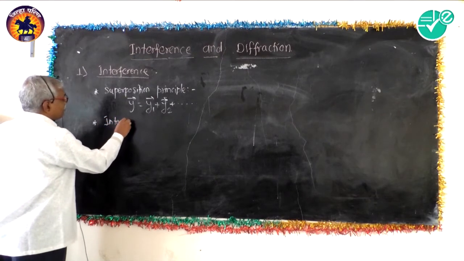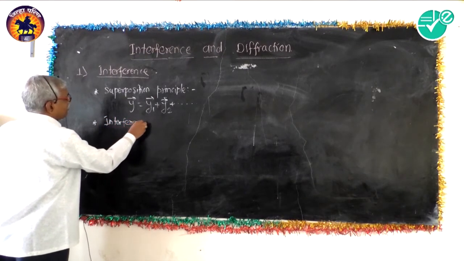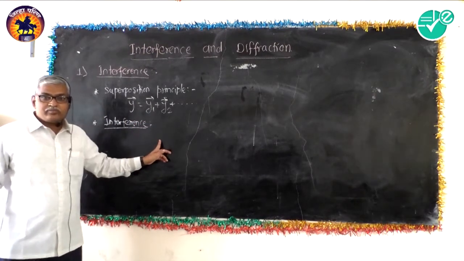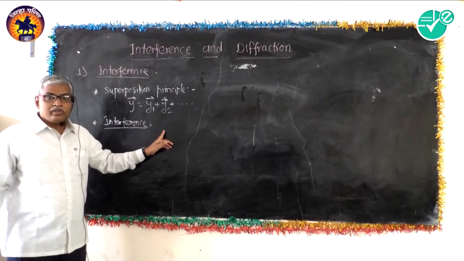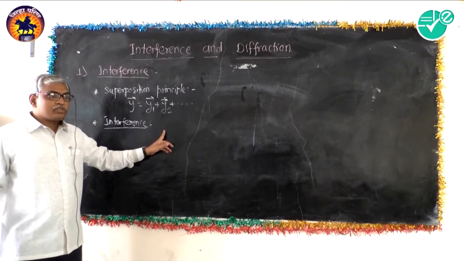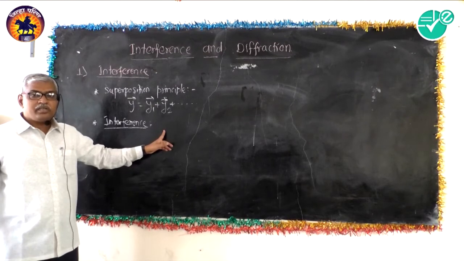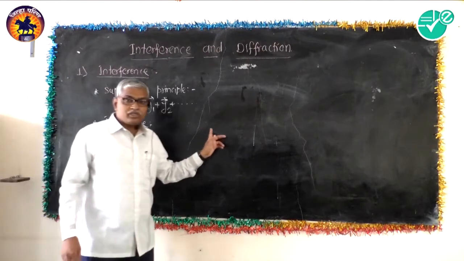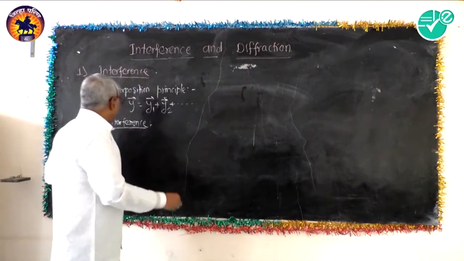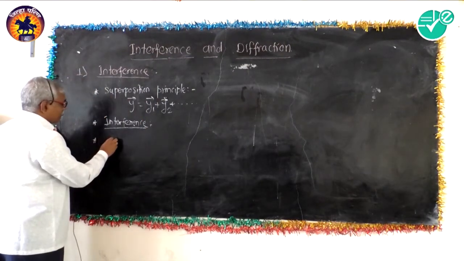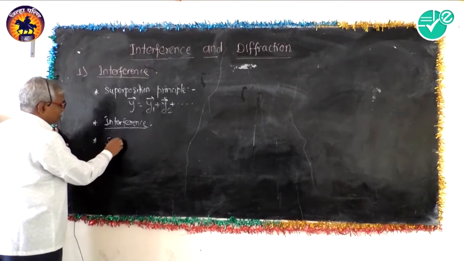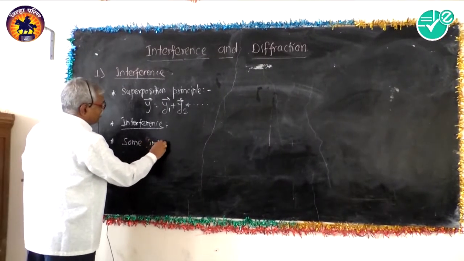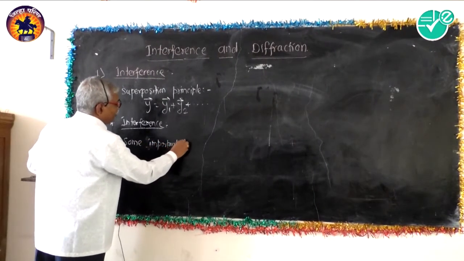Now, interference. Interference is the phenomenon in which redistribution of energy or modification in intensity of light takes place on account of superposition principle. Let us study some important formulae.